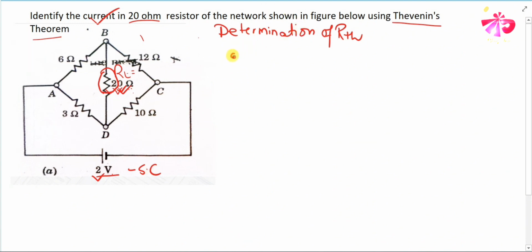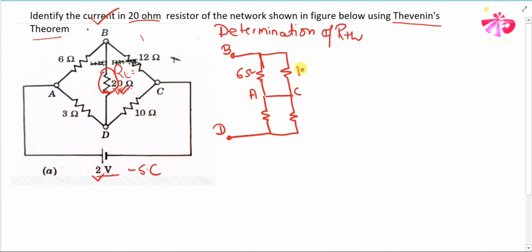Let this be the open point. I will try to draw it in an easier way. Let's draw this point on the outermost, and we have drawn the same circuit in a more simplified way. Now let's see how the circuit becomes this.